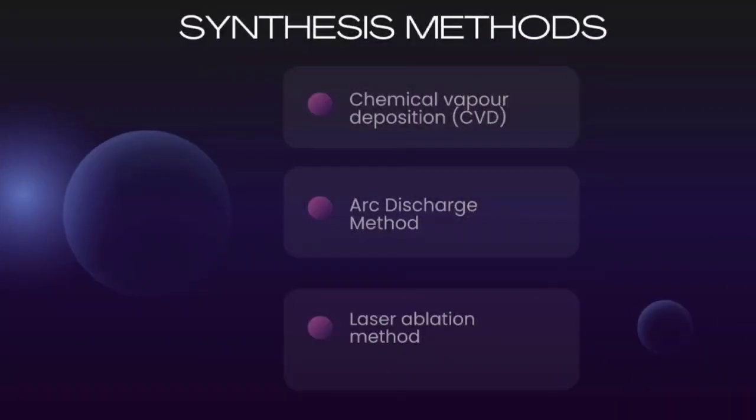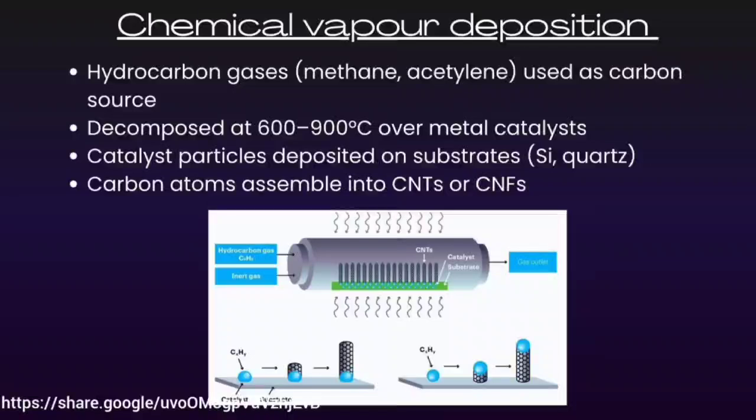Now we are going to see some synthesis methods. There are mainly three methods. First one is chemical vapor deposition, second one is arc discharge method, and third one is laser ablation method. So moving on to the first synthesis method, which is the chemical vapor deposition method.